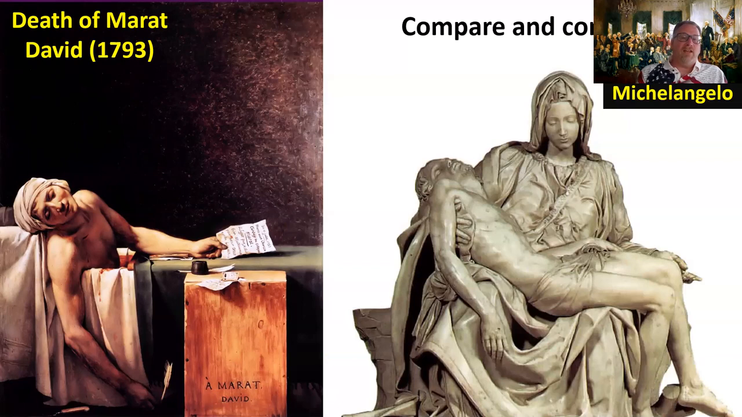So Marat here is being compared to Jesus, who died almost as a martyr for our sins. Here he is holding a letter, and he actually had a skin ailment that made him take baths each night to help with that skin rash. You'll notice the blood here, as he's bleeding out. Even in death, he's holding up that pen and that lovely letter because he was a person of letters and of the artistic canon.